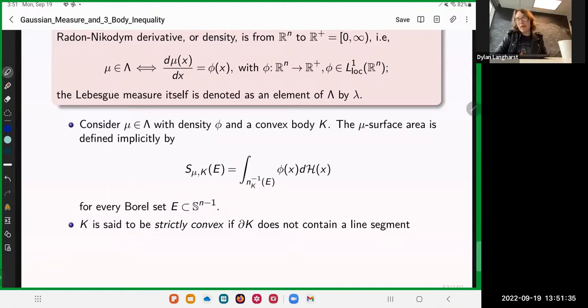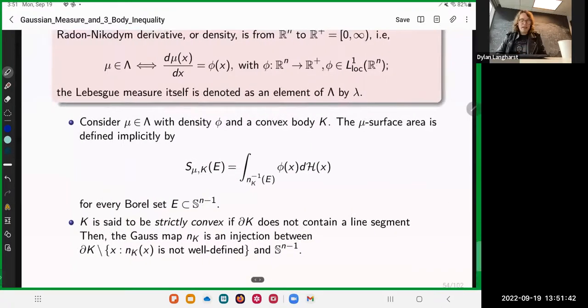I need to tell you more properties about how we can classify a convex body based off of the behavior of its boundary. We say K is strictly convex if its boundary does not contain a line segment. And what's absolutely amazing is that when this happens, the Gauss map, which remember associates a vector on the boundary of a convex body with its outer unit normal, is an injection between the boundary of K and the unit sphere, as long as you delete a set of measure 0 where the Gauss map isn't well defined. So maybe some vectors that have multiple outer unit normals, like corners.